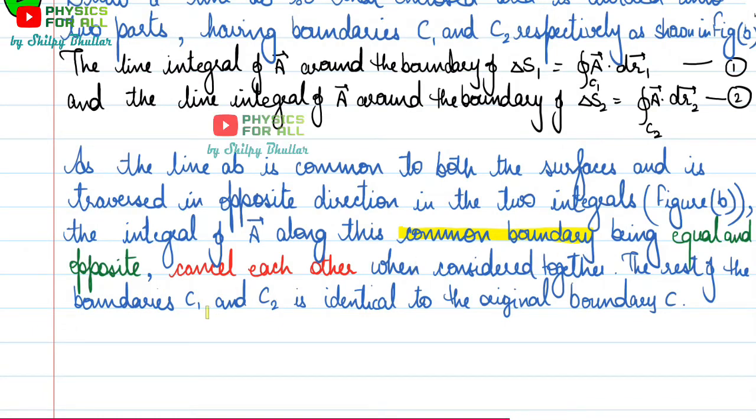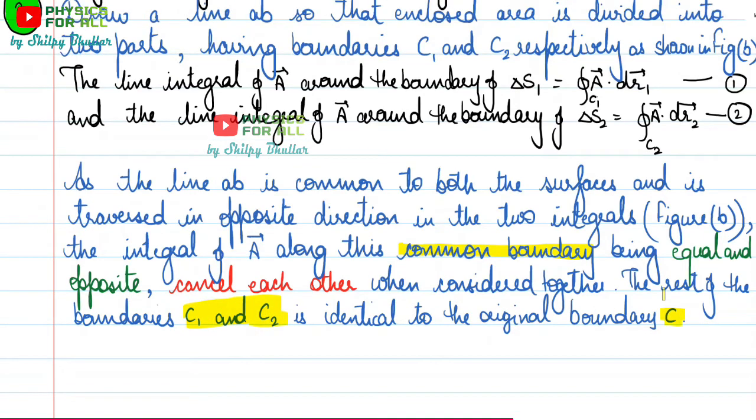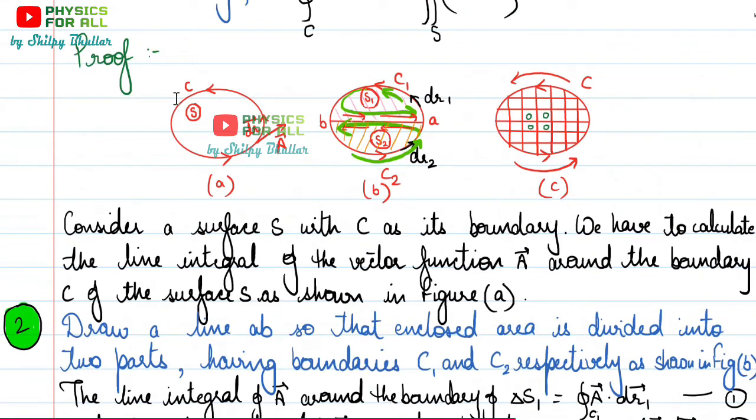So the rest of the boundary, C1 and C2, are identical to the original one, C. You can see that in figure A, the original boundary C was going in anti-clockwise direction, and here, even if we have divided this picture into two halves and obtained two boundaries, C1 and C2, they are still exactly identical to the original boundary C. C1 is moving along the anti-clockwise direction. You can see the arrow matches with that in figure A, and C2 is also moving in anti-clockwise direction, and you can see the arrow matches with the arrow in figure A.